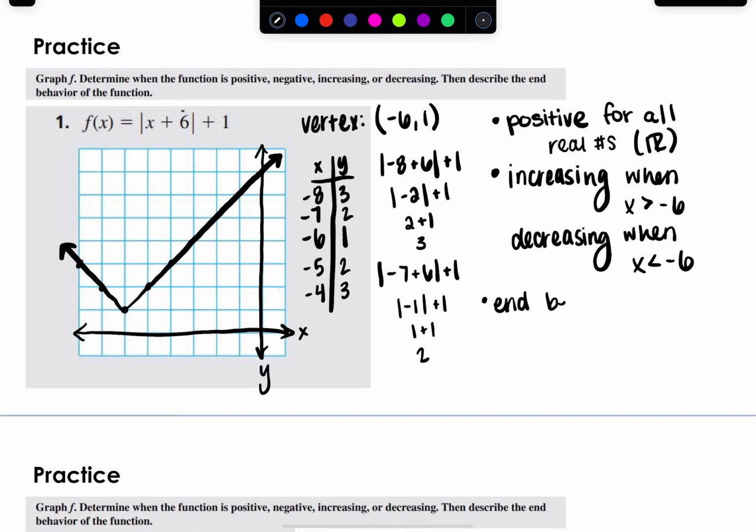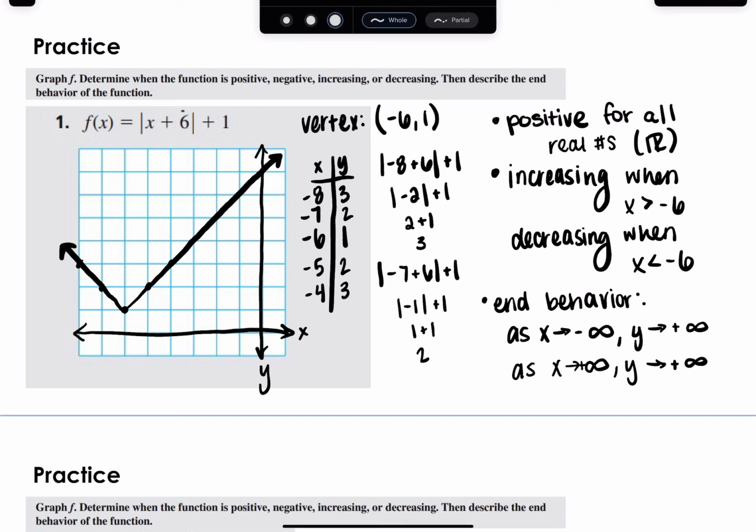And then end behavior. So on the left side, as x approaches negative infinity, my tail is going up, so y is approaching positive infinity. On the right side, as x approaches positive infinity, my tail on that side is going up as well, so y is approaching positive infinity. All right, that's it for practice 1.